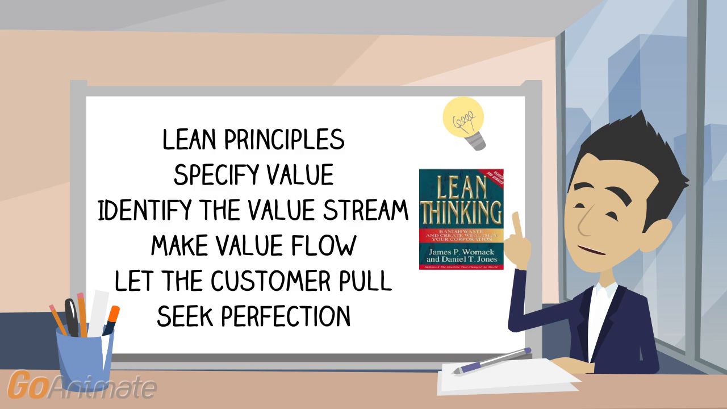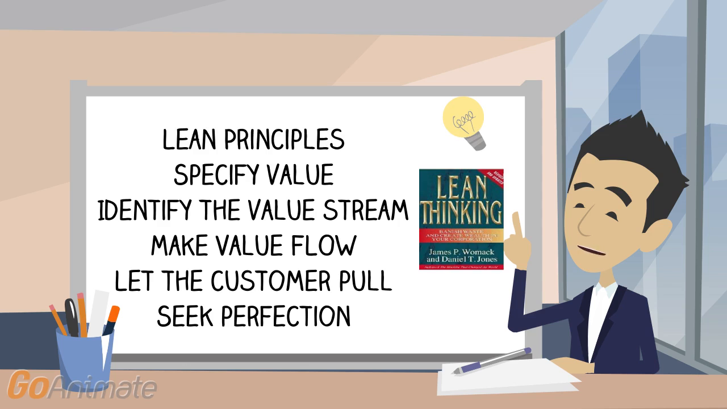The second principle is identify the value stream. We need to identify the value streams, which are all the actions required to deliver our products or services to the customer. And then we map those value streams to identify waste and sources of waste. Next, we create continuous or one-piece flow. We eliminate delays from our processes. In manufacturing, this means eliminating work-in-process inventory and moving the product from one value-added step to the next with no delay.